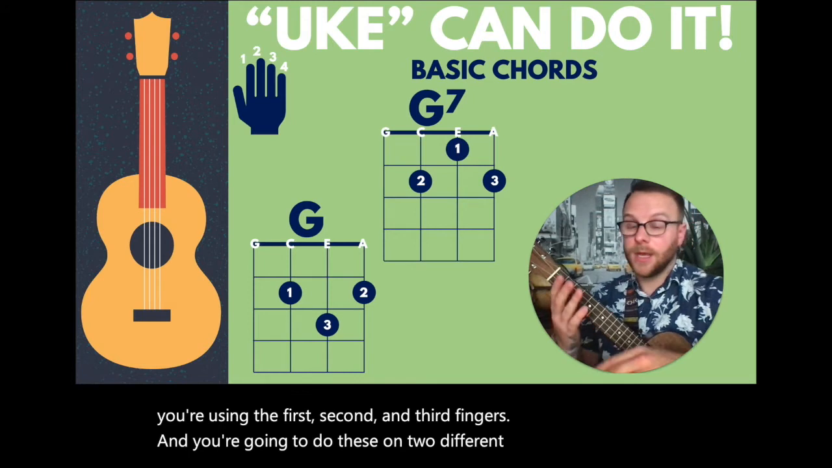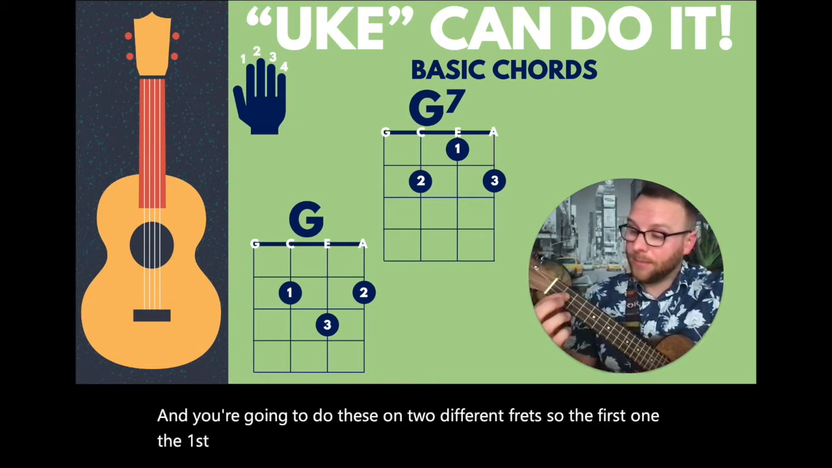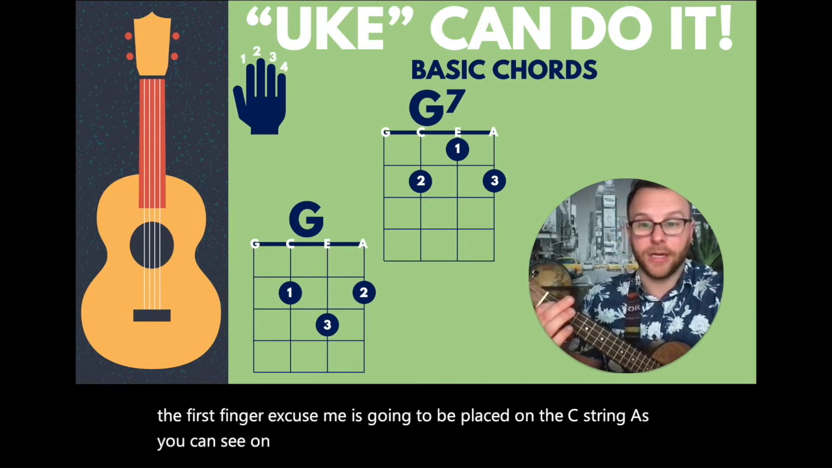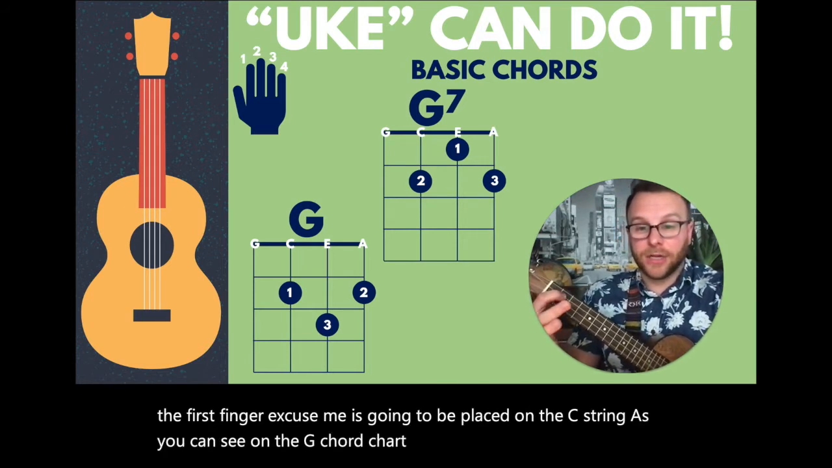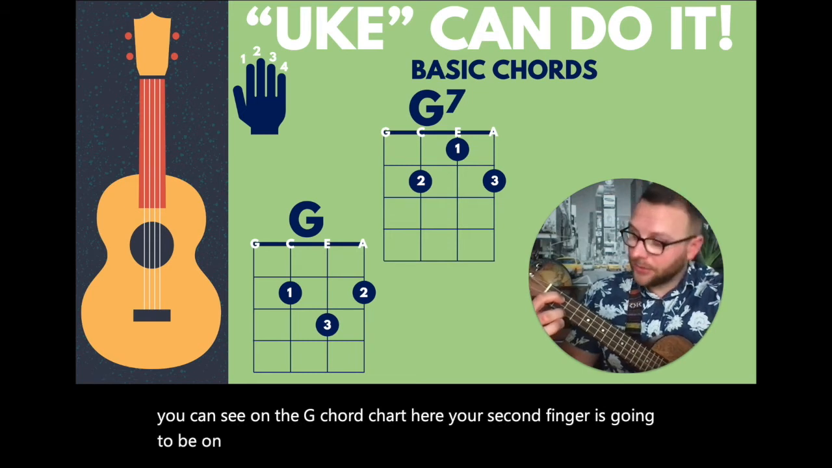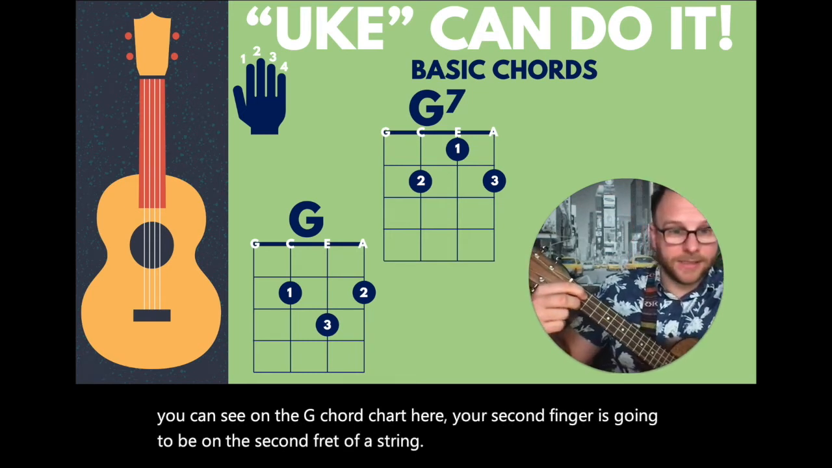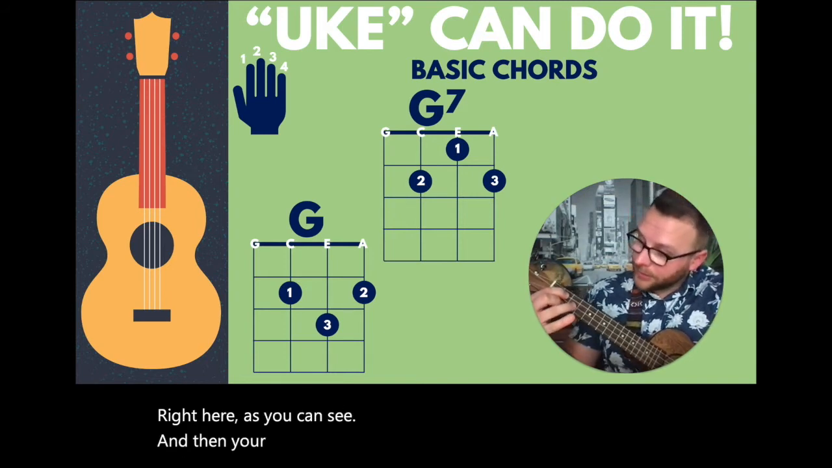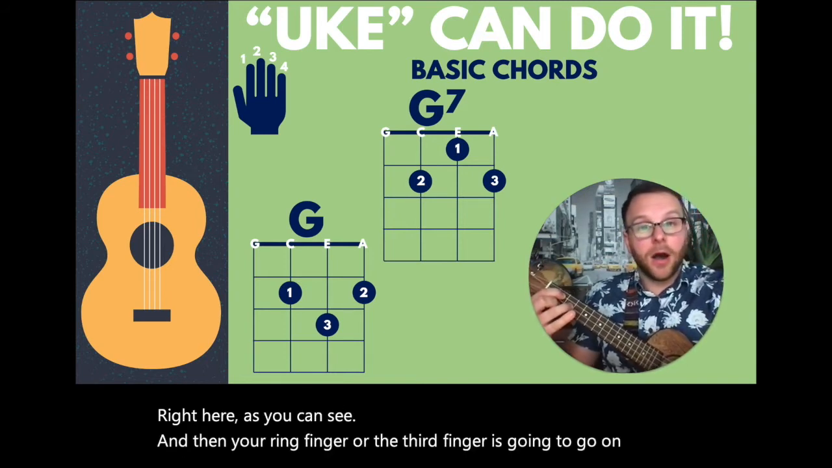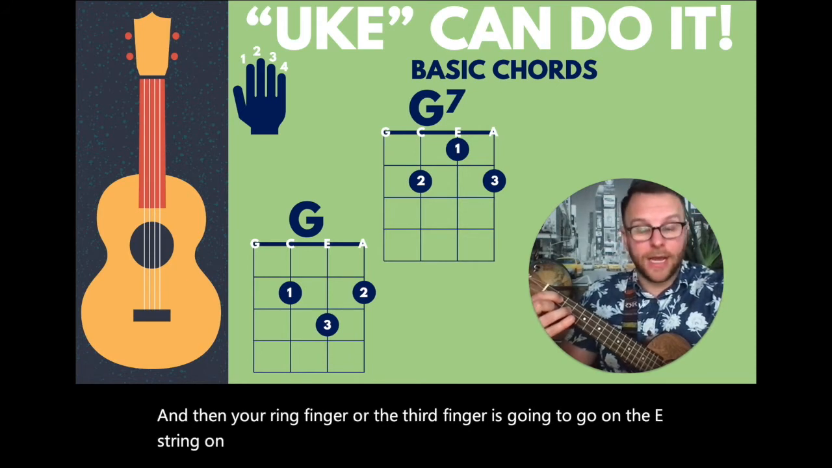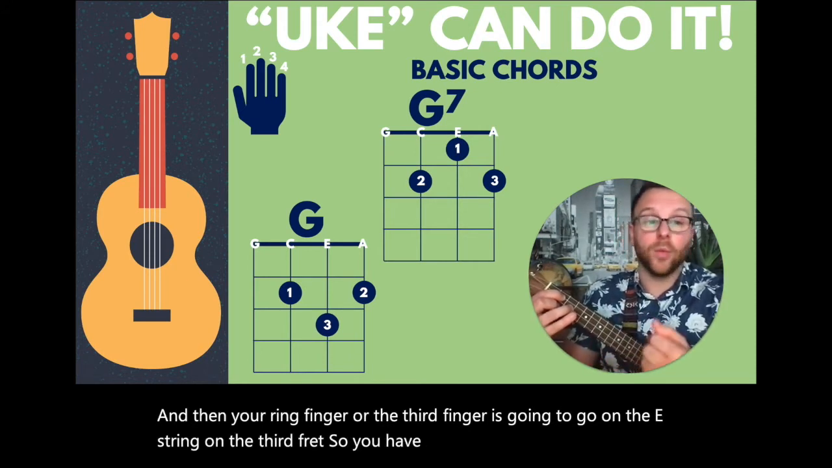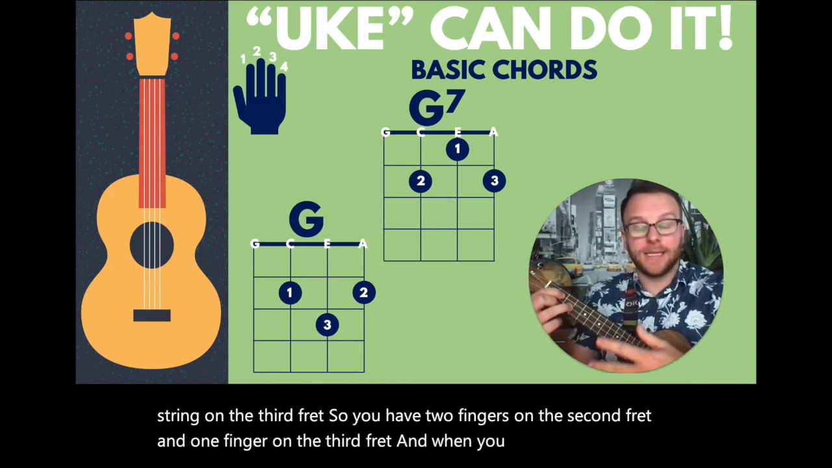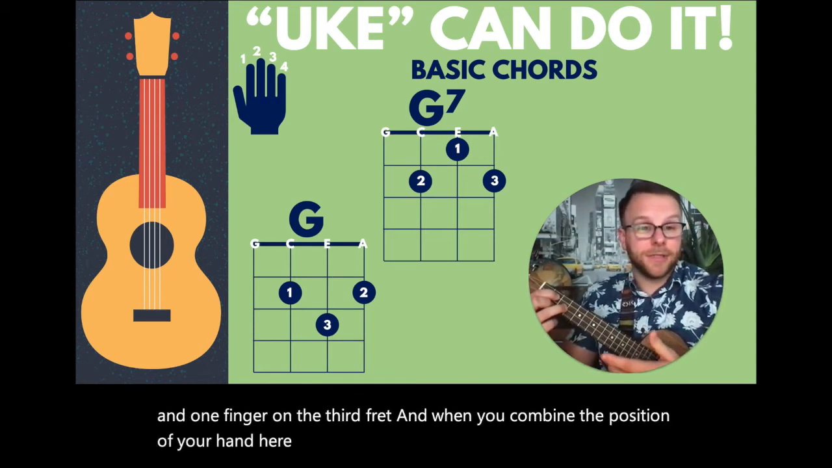So the first finger is going to be placed on the C string, as you can see on the G chord chart here. Your 2nd finger is going to be on the 2nd fret of the A string, right here, as you can see. And then your ring finger, or the 3rd finger, is going to go on the E string on the 3rd fret. So you have 2 fingers on the 2nd fret and 1 finger on the 3rd fret. And when you combine the position of your hand here, it sounds like this and makes a G chord.